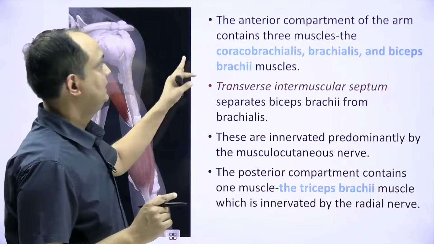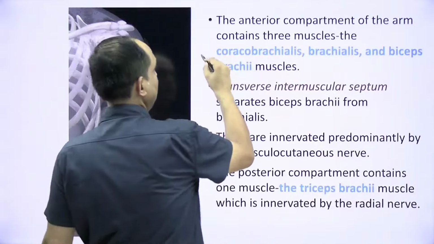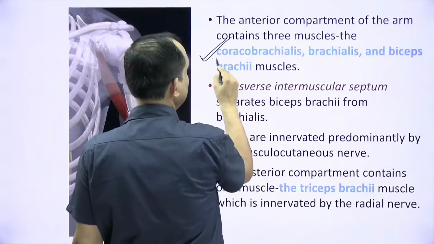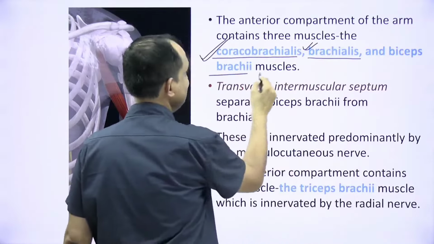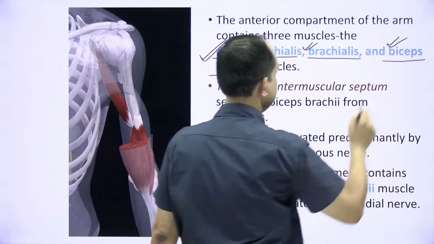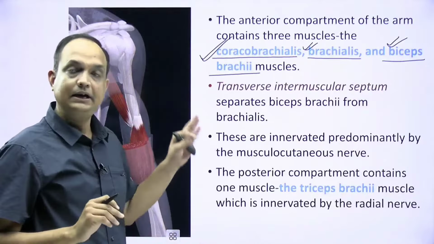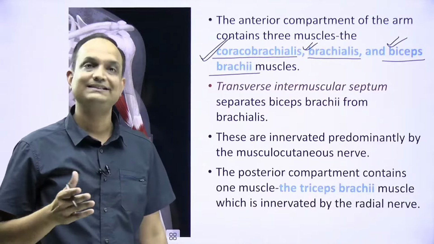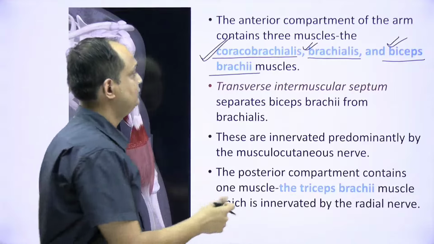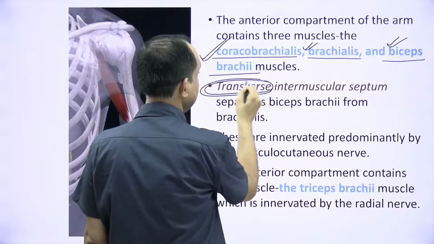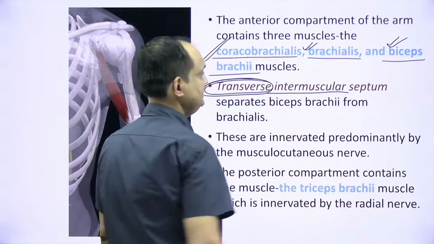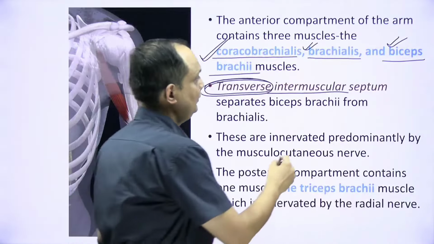Now the anterior compartment, as I already told you, has three muscles. What are their names? Coracobrachialis, brachialis and biceps brachii. When you look at the anterior compartment, you realize that it is further divided into two parts by a transversely or horizontally placed intermuscular septum. Now what is the meaning?